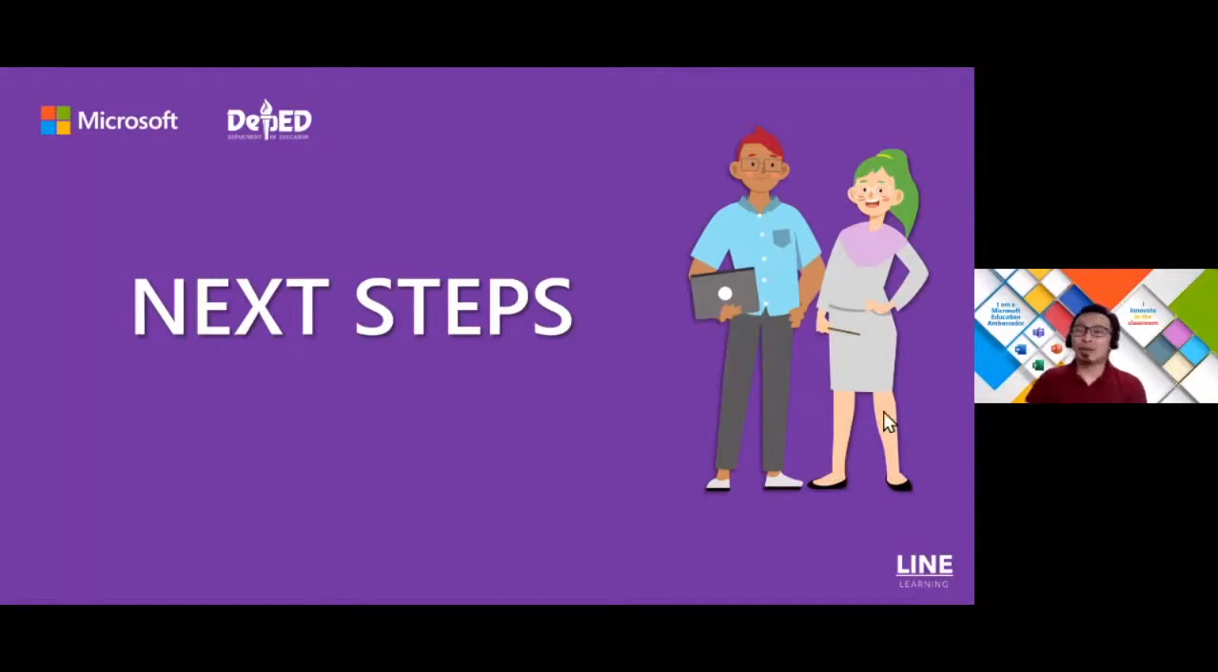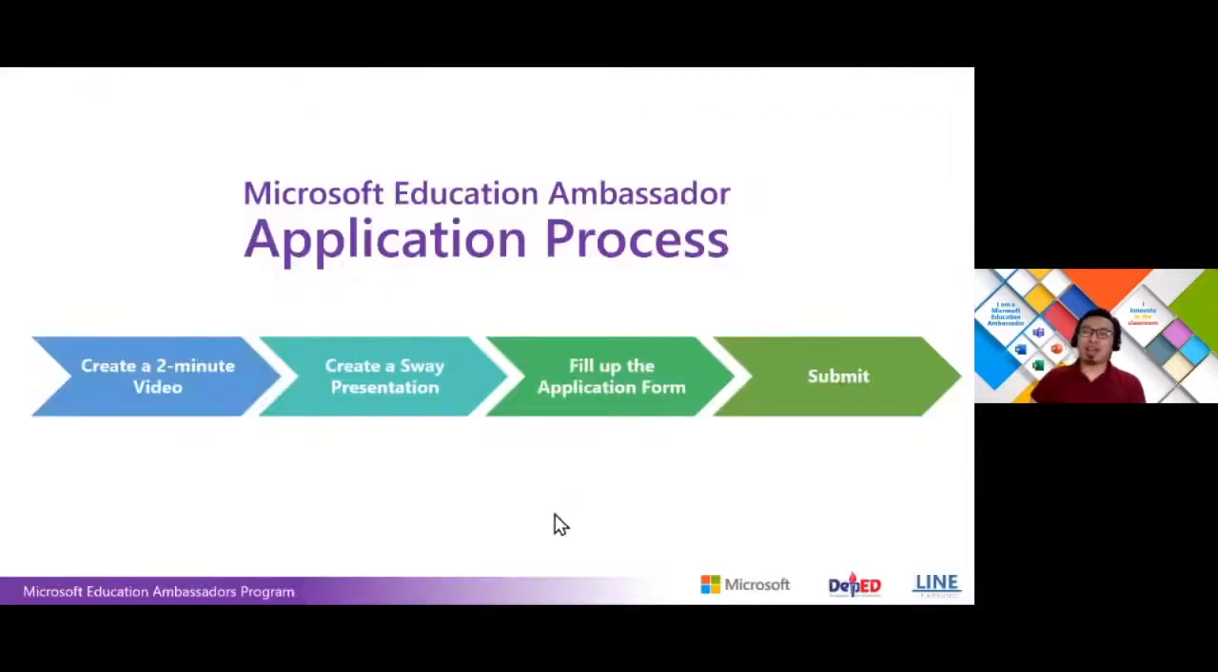So, these are the steps of our application. You can screenshot this, screenshot the following slides. First step, create a 2-minute video. Second step, create a Sway presentation. Third, fill up the application form and submit your application. It's that simple, but here are the details on how.